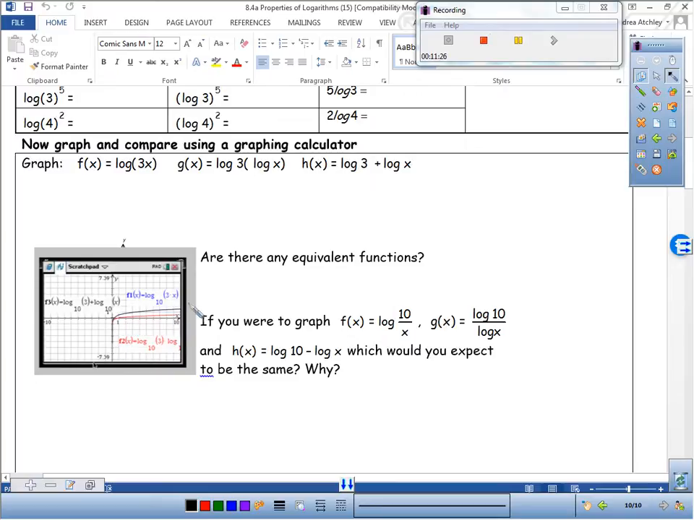They're not the same. Then I graphed the log of 3 plus the log of x. So I used my log property, that if I'm multiplying the two numbers, I can add them. And that gave me the same graph as the first one. These two are the same.